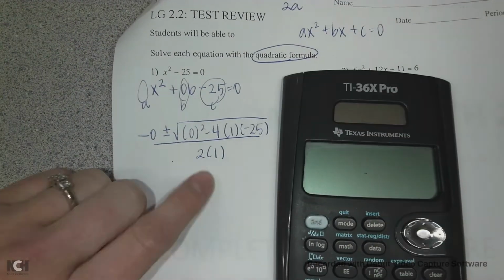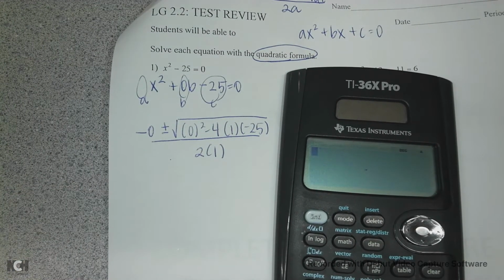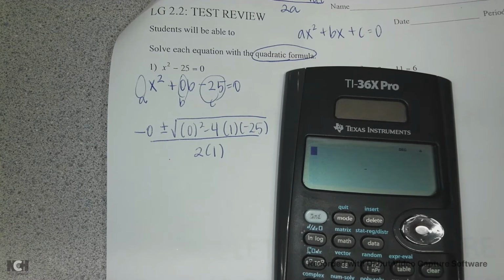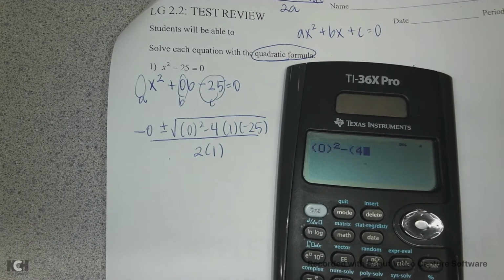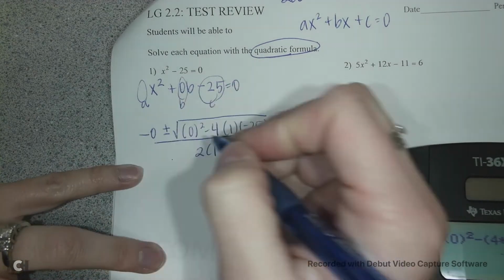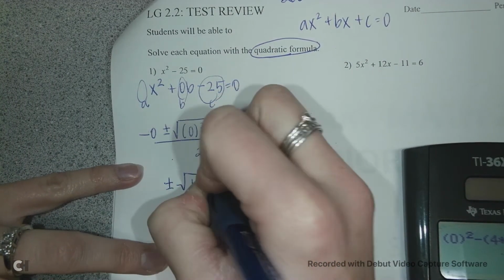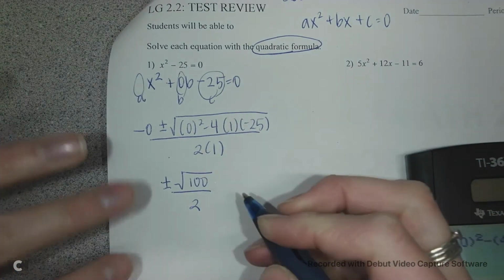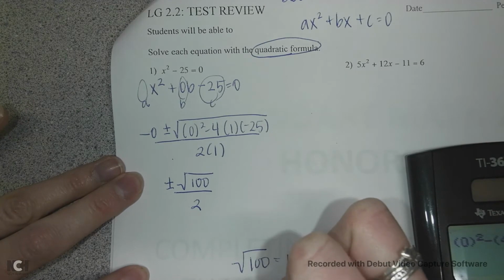Okay, then we have to do the discriminant. So remember, the discriminant is all that junk underneath our radical. So, oops, sorry, weird fraction. 0 squared minus 4 times 1 times negative 25 is 100. So we have 0, which doesn't really matter, plus or minus 100 over 2. Okay, and then we're going to actually figure out what the square root of 100 is, which is 10.